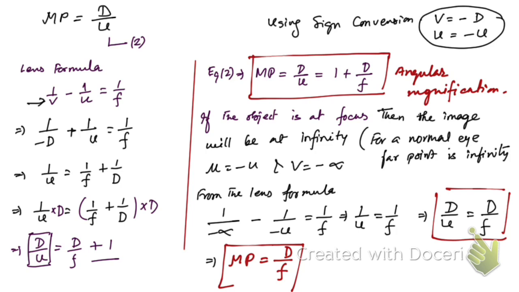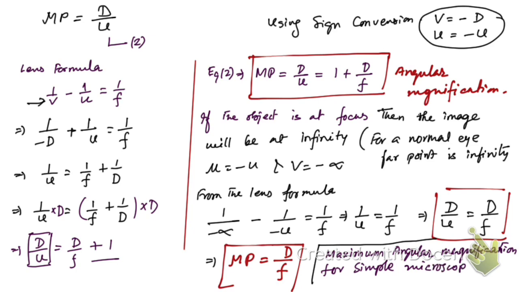And the maximum magnifying power or maximum angular magnification for a simple microscope is less than or equal to 9. So this is the maximum angular magnification. Remember this data. Okay, so hope you have understood this.